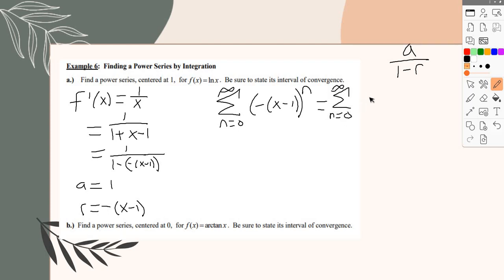Correct? Yes. So it would be negative 1 to the nth power times x minus 1 to the nth power. Well, that's helpful because now that's looking closer to a power series, right? Where I have x sub n times x minus c to the nth power. Agreed? Are we all okay with that?